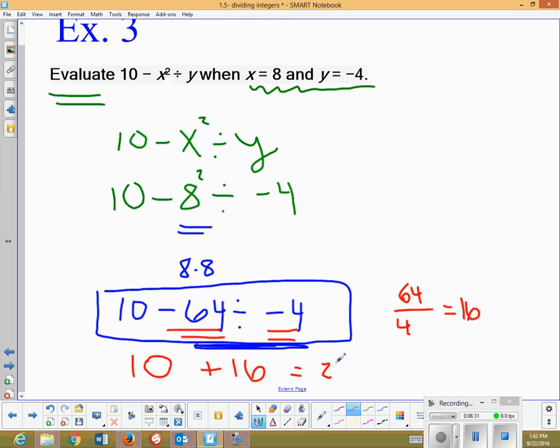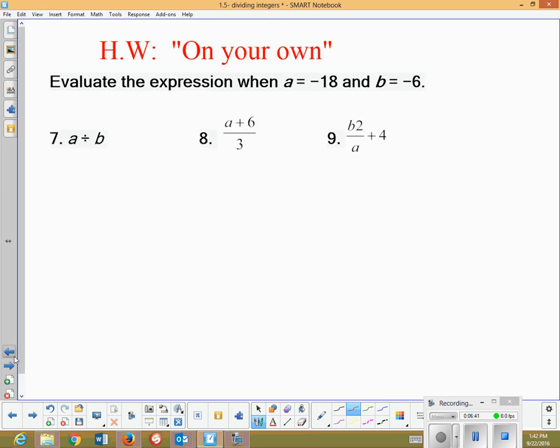Now, if this seemed a little complicated and you didn't understand this exact problem, go ahead and pause it, replay it again, and watch this example again. Okay? All right. Now, I would like for you to continue on with your homework on the homework paper you started earlier, on a separate sheet of paper. Continue with problems 7, 8, and 9. And just to let you know, this B means B times 2. Okay?